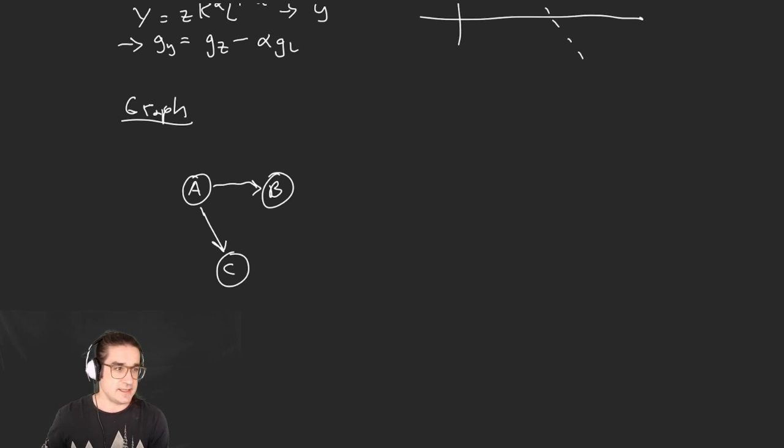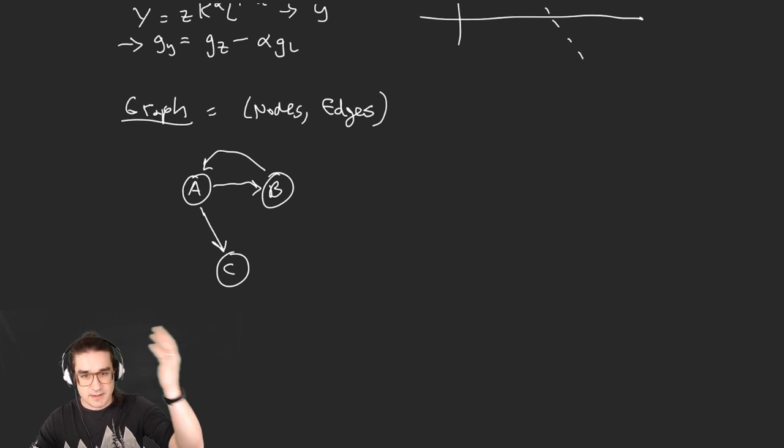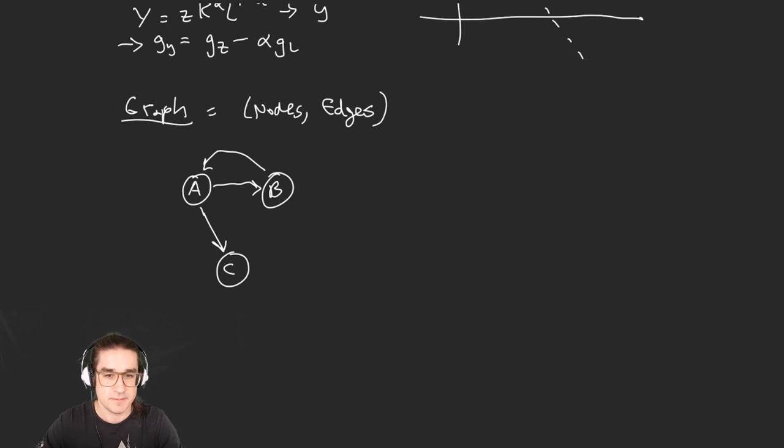So this is just an example. I could add in another thing, maybe B is pointing back to A or something like that. So it's just nodes and edges. That's it. And from that, you can sit around and theorize for a million years and come up with all sorts of results, it turns out. And that's basically graph theory.